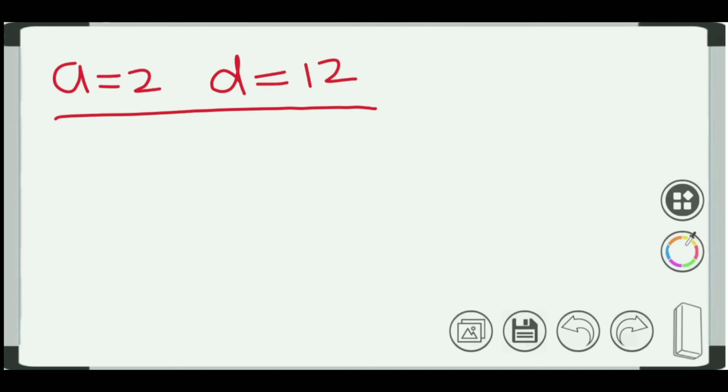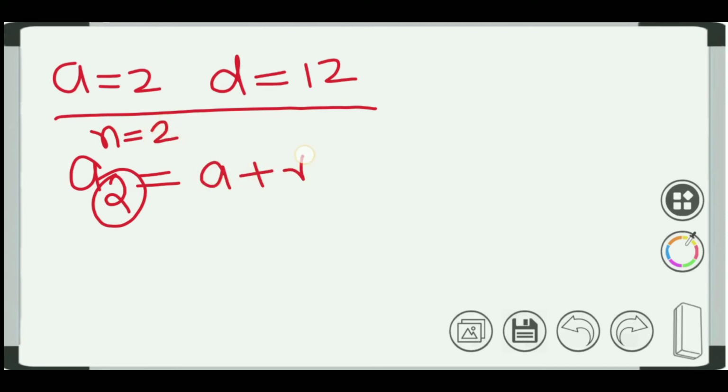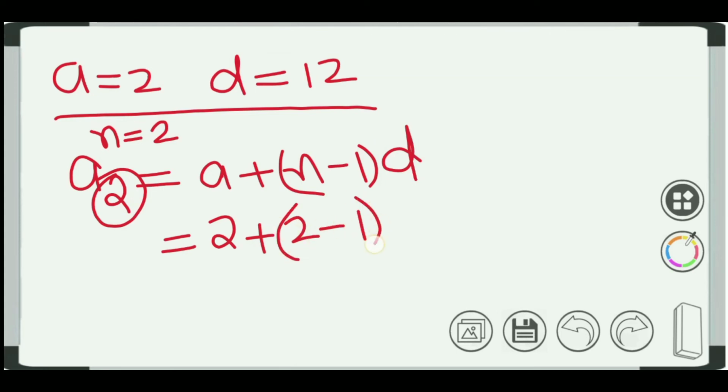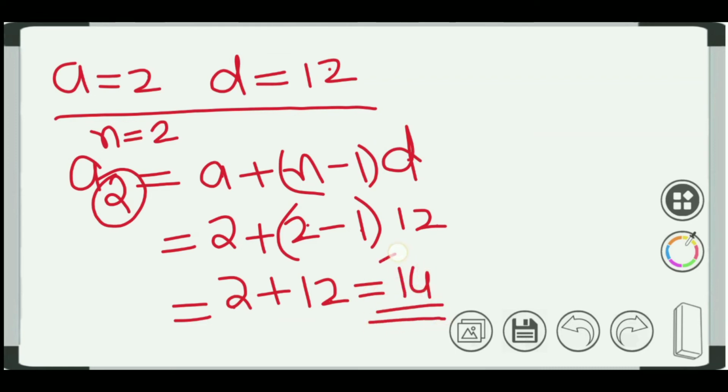So can you find the second term? Actually, you need to find the second term, right? A2 means you put n is equal to 2. A2 is equal to a plus n minus 1 into d. The value of a is 2, so 2 plus 2 minus 1 into d, what is d? 12. 2 plus 2 minus 1, 1. 1 into 12, 12. 2 plus 12, 14. So you got the second term as 14. This is how you will solve it. Okay, now come to the second question.